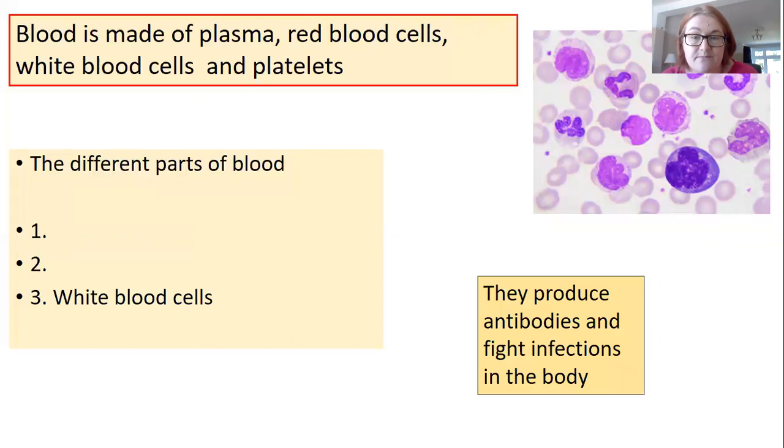Your white blood cells, basically they produce antibodies and fight infections. And like I said, we'll learn about the white blood cells and the different types of white blood cells in a lot more detail in year 10.